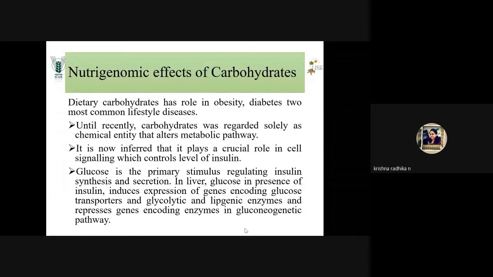In the pancreas, glucose is the primary stimulus regulating insulin synthesis and secretion. In the liver, in the presence of insulin, glucose induces expression of genes encoding glucose transporters and glycolytic and lipogenic enzymes. And it represses genes encoding enzymes in the gluconeogenic pathway. This is how the glucose level is maintained.